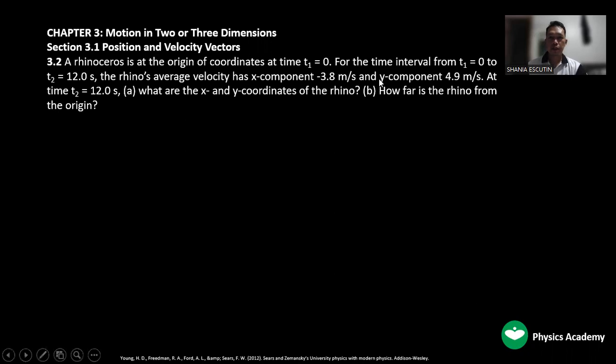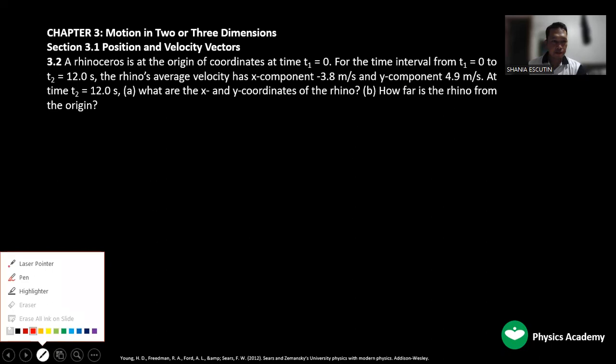For the time interval from t1 equal to 0 to t2 equal to 12.0 seconds, the rhinoceros's average velocity has x component negative 3.8 meters per second and y component 4.9 meters per second. At time t2 equal to 12.0 seconds, what are the x and y coordinates of the rhino? And how far is the rhino from the origin?